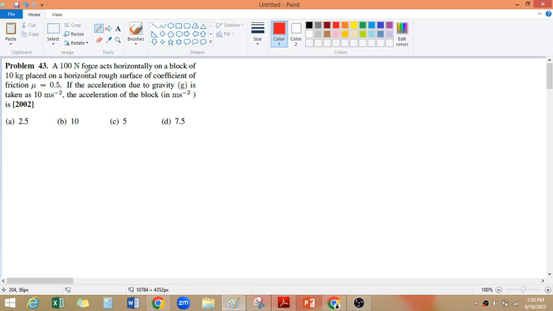Forty-three. Okay, 100 Newton force acts horizontally on a block of 10 kg placed on a horizontal rough surface of coefficient of friction mu. The acceleration due to gravity is taken as 10 meter per second square. The acceleration of the block is.